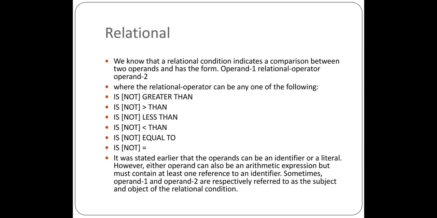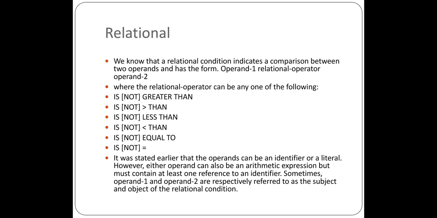In this slide, first we are going to discuss relational condition. A relational condition indicates a comparison between two operands and has the general form: operand 1, relational operator, and then operand 2. This is the general form that we have here, where the relational operator can be any one of the following.